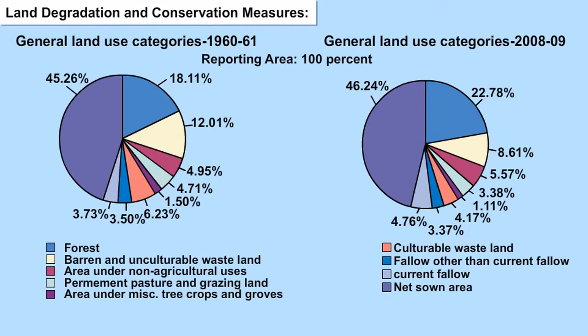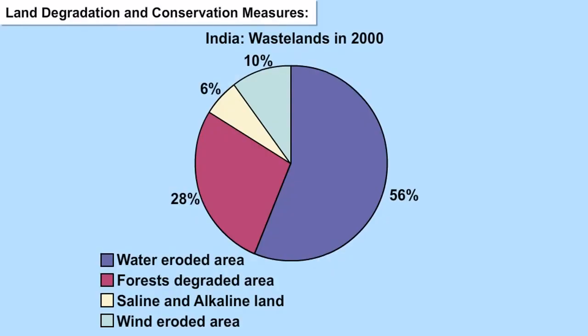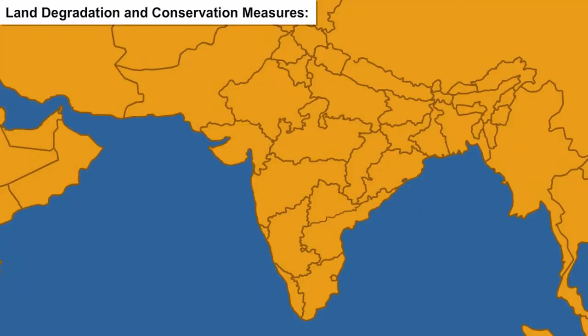Land degradation and conservation measures. In India, about 130 million hectares of degraded land has been identified at present. Here is a pie chart that depicts the wasteland in the year 2000. Now let us know the main causes of land degradation and their respective areas in India.